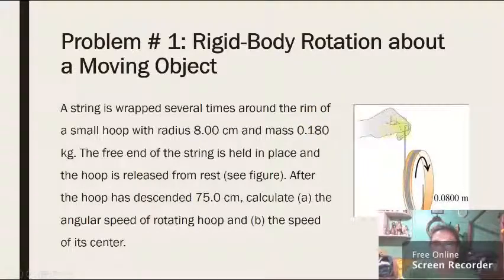So at this point, since in the problem it is said that the free end of the string is held in place, it should not be moving, so the kinetic energy here is 0. Since it's rotating, there is a force acting upon it, which is gravity. Gravity pulls the hoop down, and it goes down due to the gravitational force.